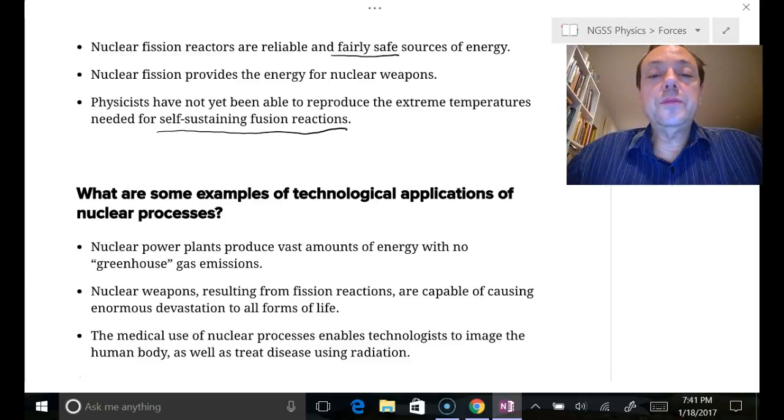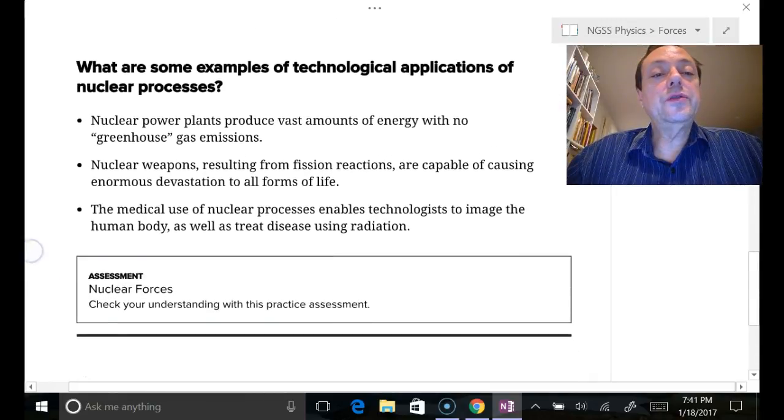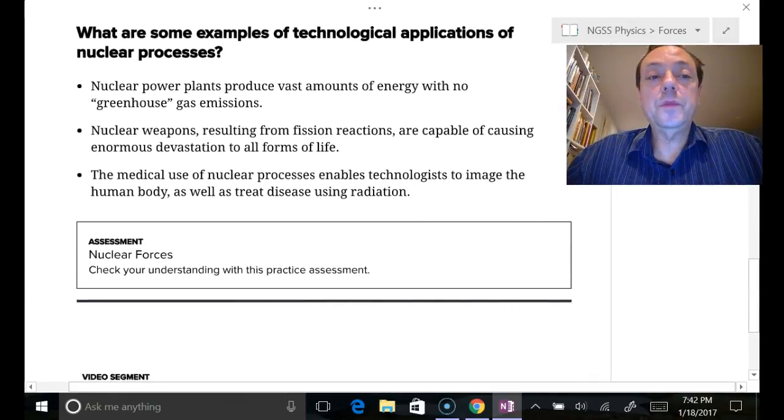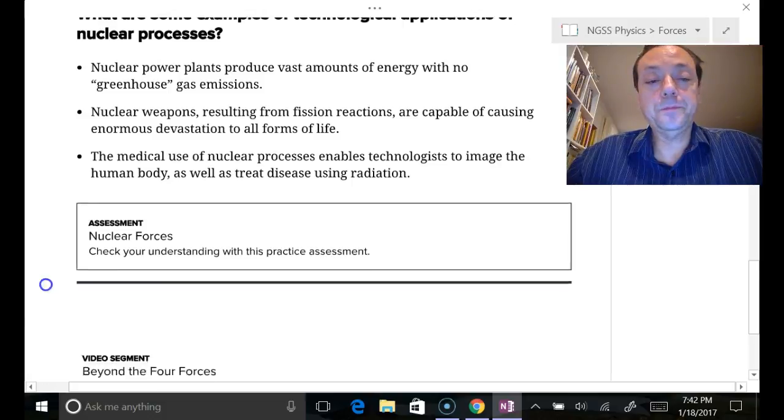What are some examples of technological applications of nuclear processes? Nuclear power plants produce vast amounts of energy with no greenhouse gas emissions. Nuclear weapons resulting from fission reactions are capable of causing enormous devastation to all forms of life. And the medical use of nuclear processes enables technologists to image the human body as well as treat disease using radiation.